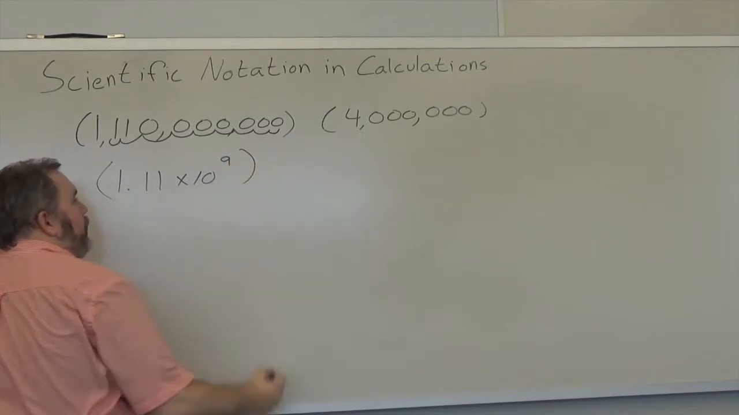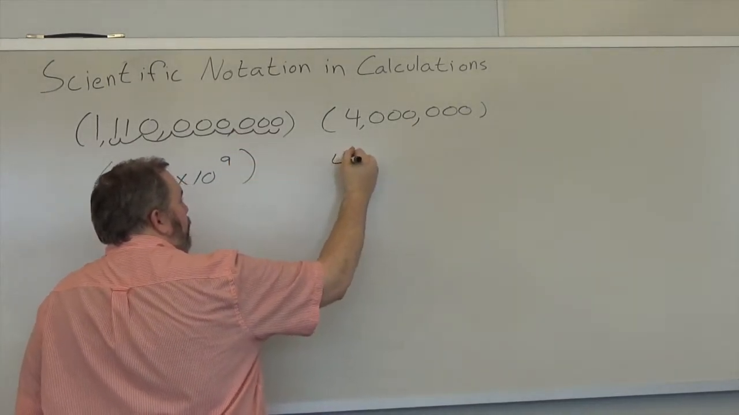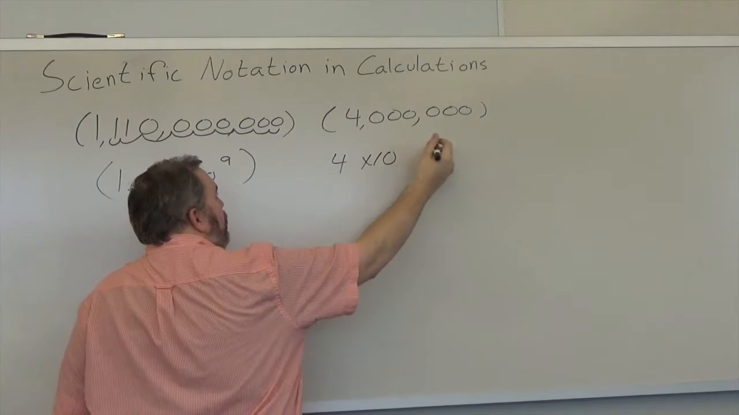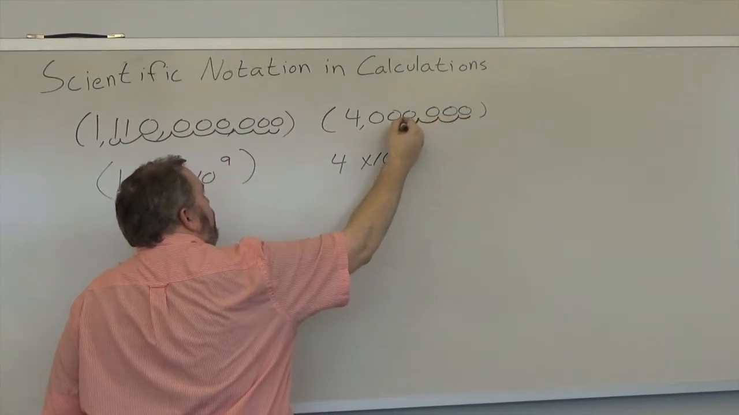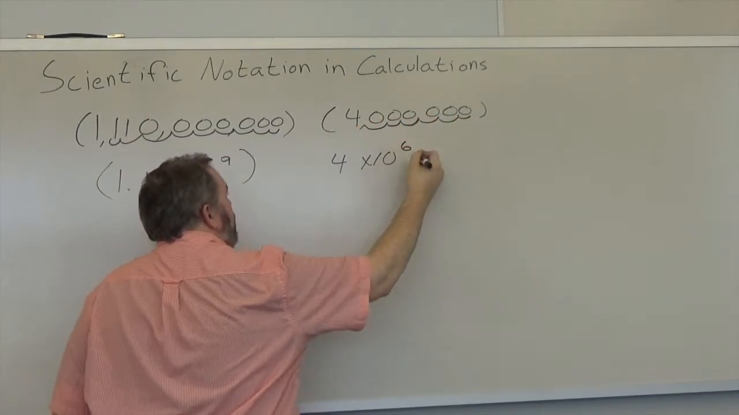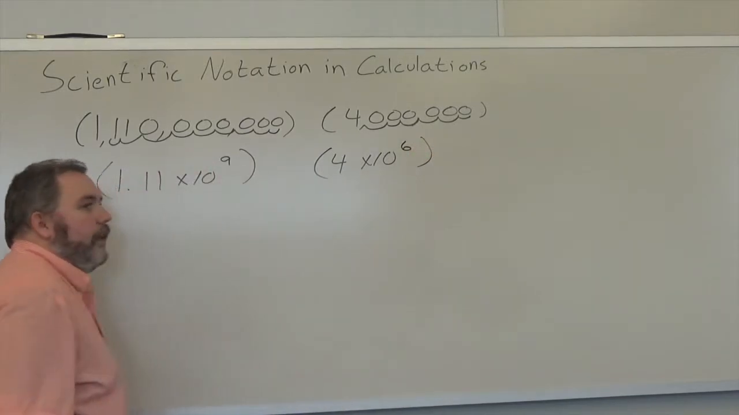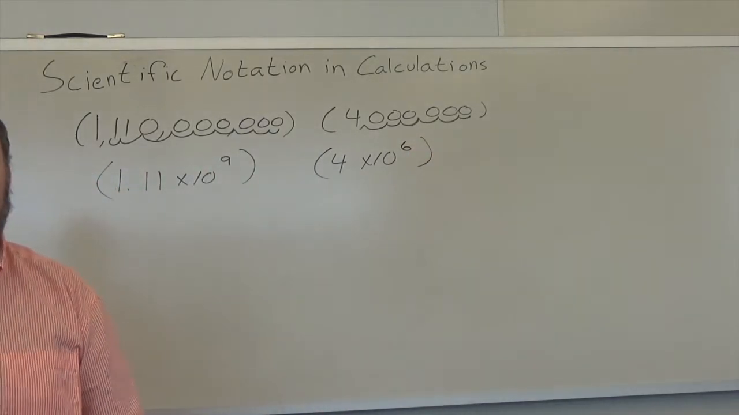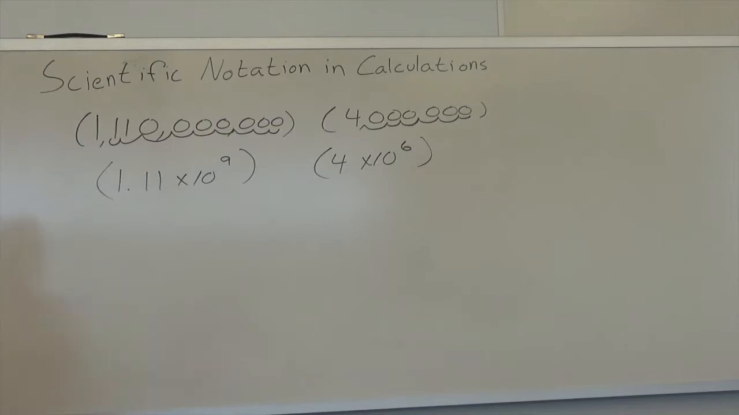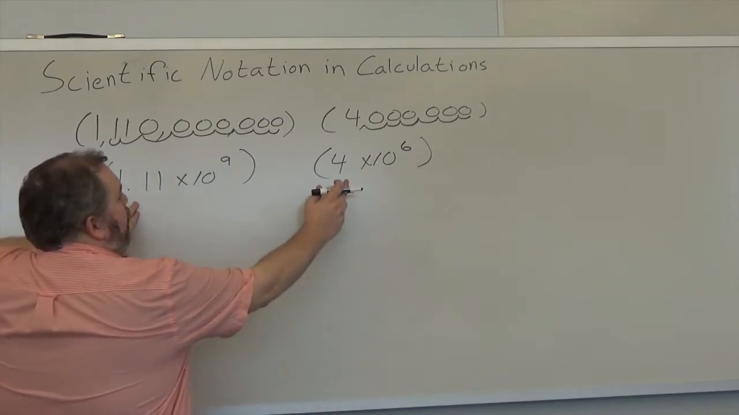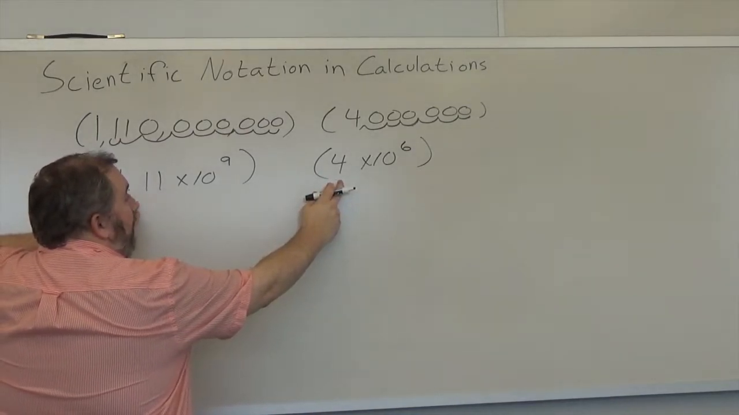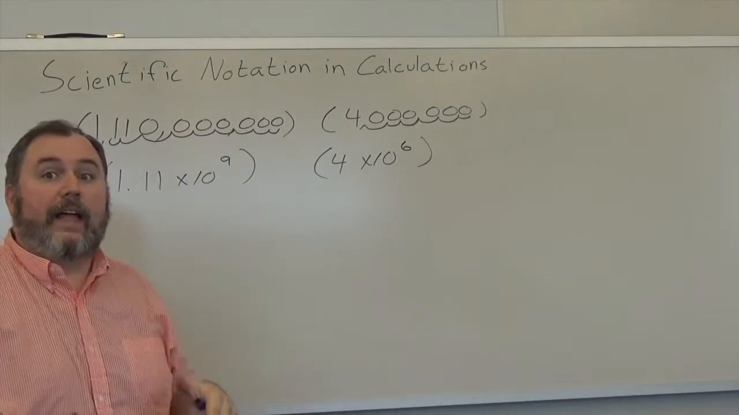So let's do the same thing with the next one. This is going to give me 4 times 10 to the 1, 2, 3, 4, 5, 6. 10 to the 6. Okay? Now this is the easy part. We simply multiply. We multiply these two numbers first. 1.11 times 4. Why do we do that? Because they are our P.